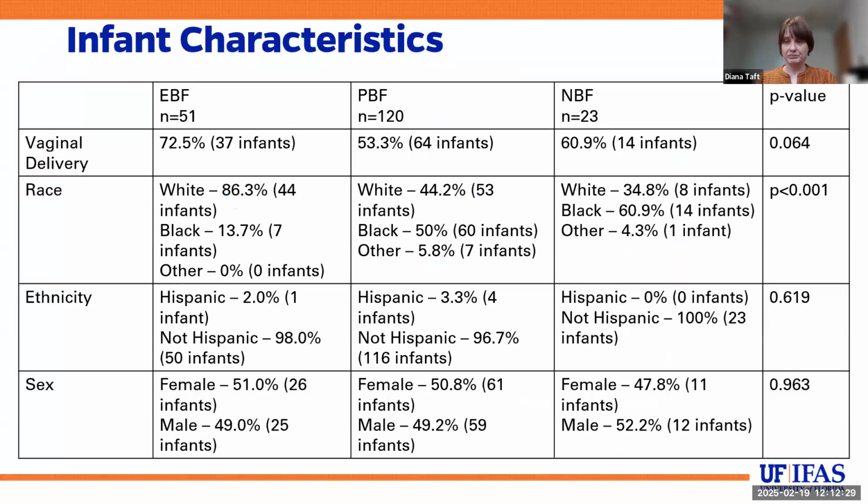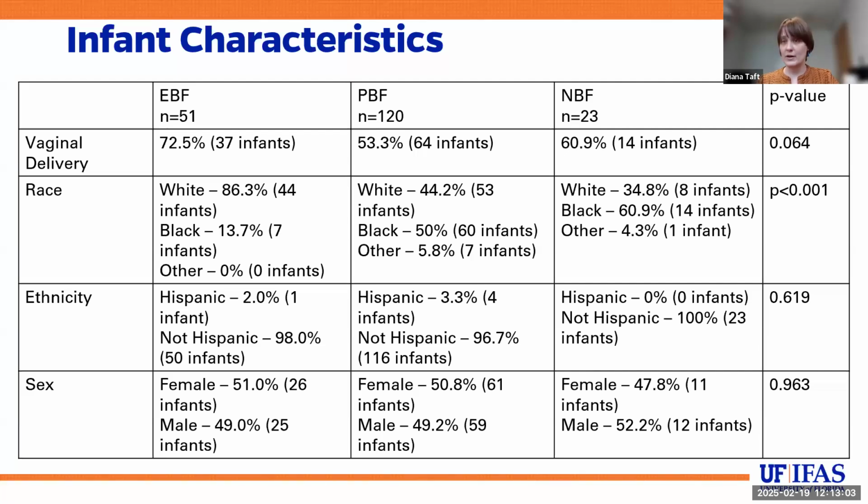These infants had a variety of characteristics. And there were differences between exclusively breastfed, which is listed here as EBF, partially breastfed, and not breastfed infants. Vaginally delivered infants were more likely to be exclusively breastfed. This is pretty well known in the literature because having a C-section can delay breastfeeding, which can make it harder to exclusively breastfeed.